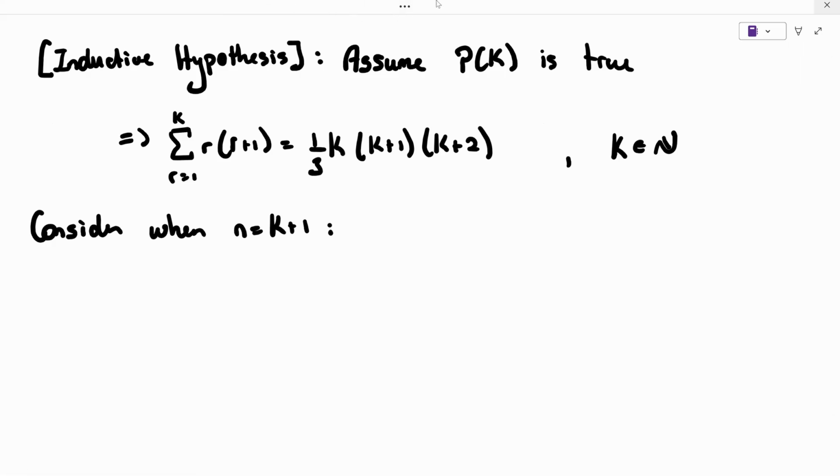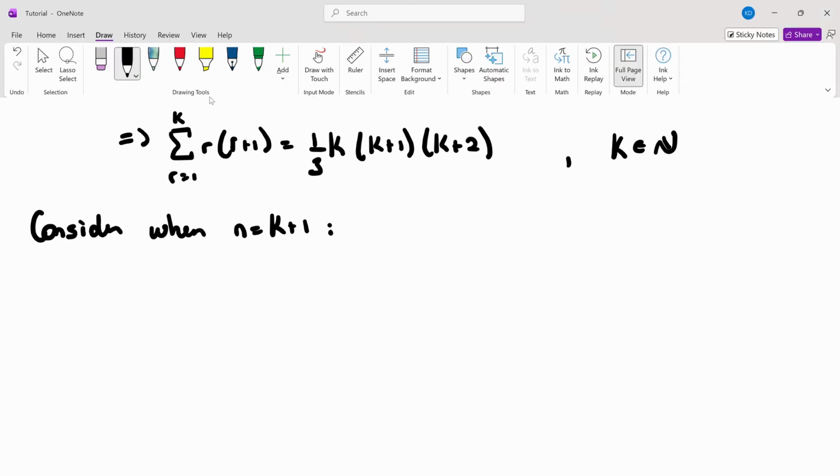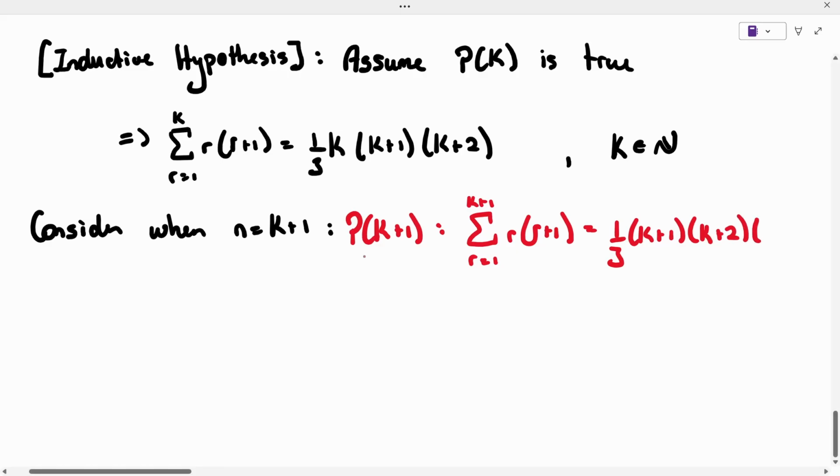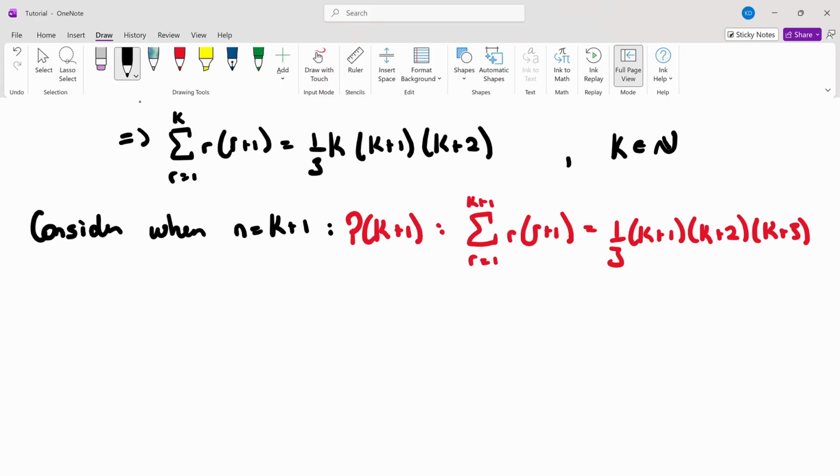What is our P of k plus 1? P of k plus 1 will be given by the sum from r equals 1 to k plus 1. So now anywhere we see n, we are writing k plus 1, right? 1/3. Instead of k, we have k plus 1. Instead of k plus 1, we have k plus 1 plus 1, which is k plus 2. And then k plus 1 plus 2 is k plus 3. So this is what we need to prove. So can we use P of k to show this is true?